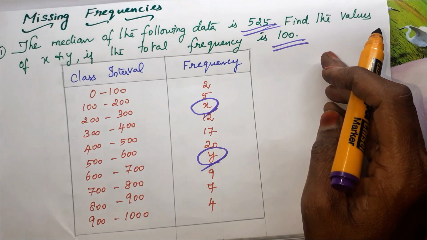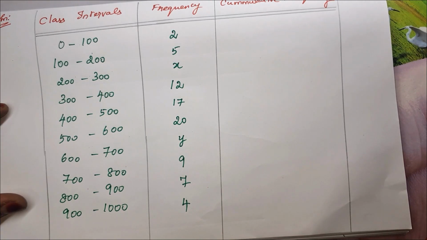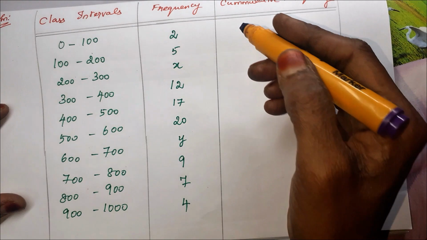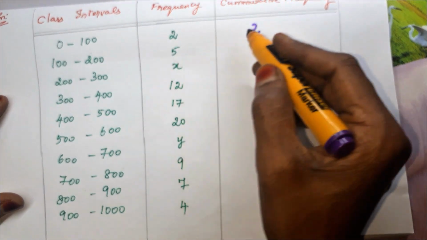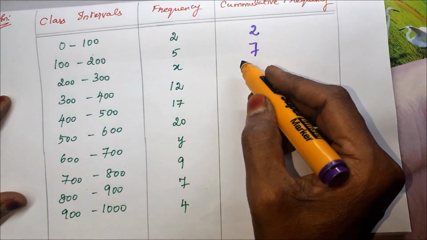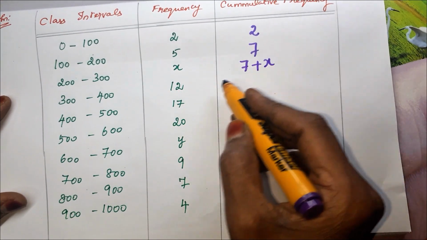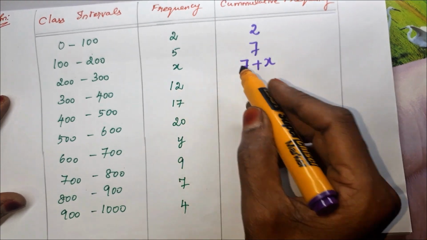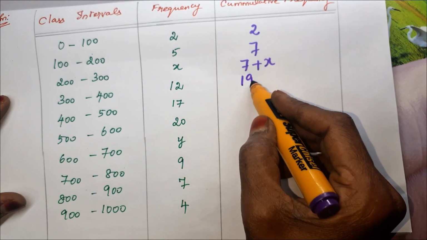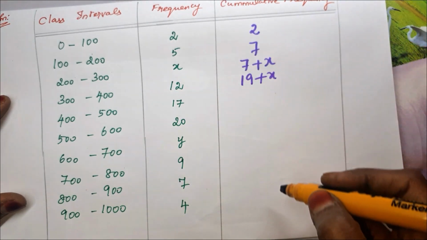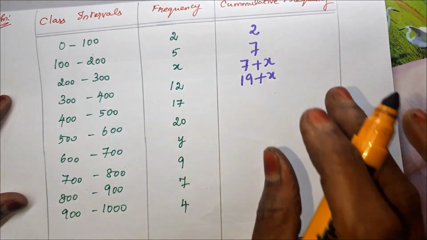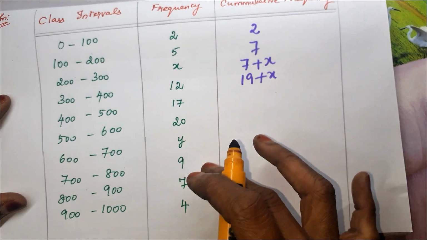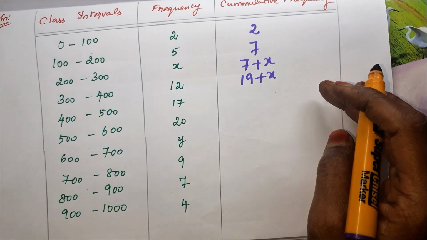Since we are going to use the median, we have to find the cumulative frequency. Cumulative frequency means how we got that. First frequency is 2. The next one is 5 plus 2, 7. The next one is 7 plus X. Then 7 plus X plus 12. These 2 numbers only we have to add. So 19 plus X. Like that we have to add all the values. Wherever we are having X and Y, keep them as they are. Only add the number values.